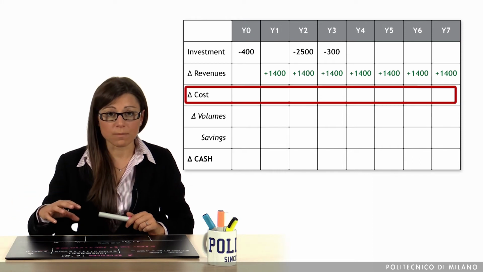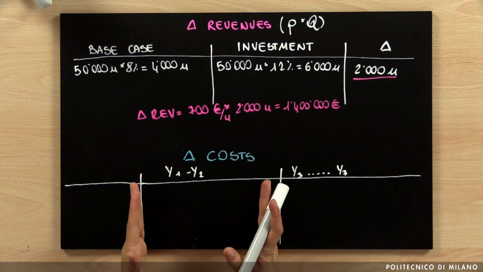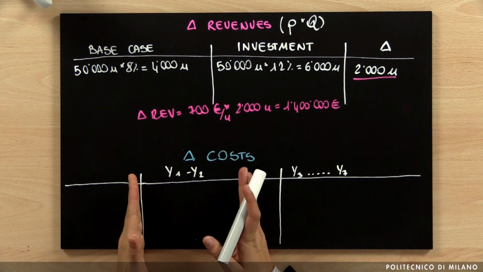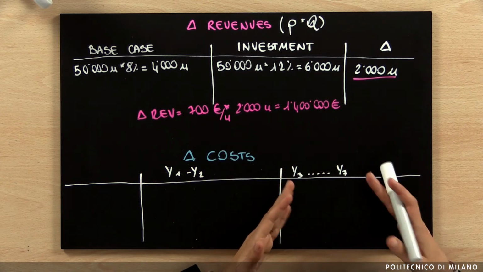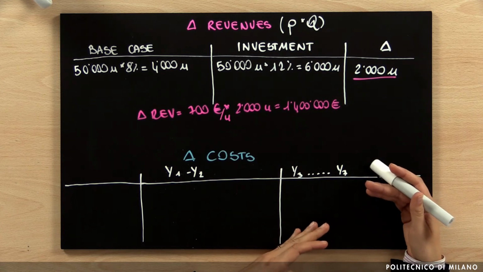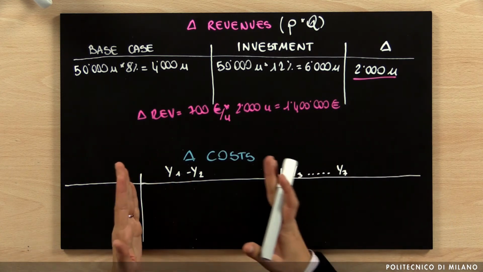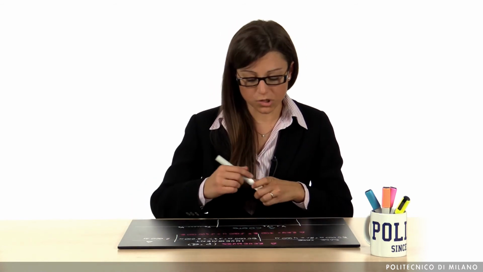We can now do the same and calculate the variation in the costs. We need to distinguish between what happens in year number 1 and year number 2 because of the production redesign, and then what occurs from year number 3 to year number 7 because of the introduction of the new machine. So we need to divide the time horizon into 2 different phases because of these different investments. The first one is the product redesign and then the other one is the new machine.